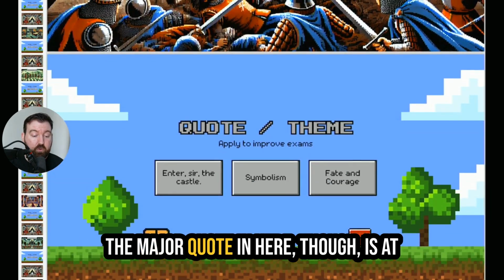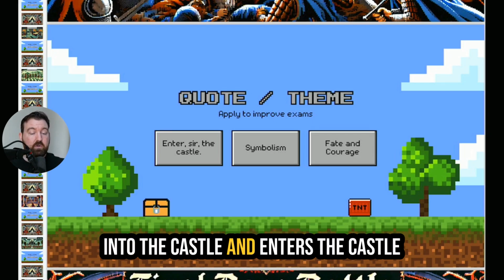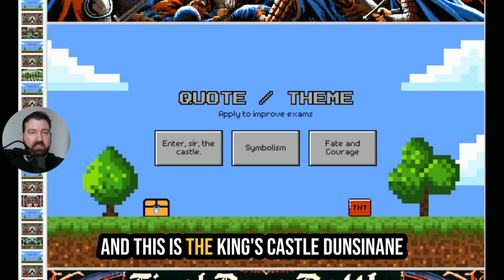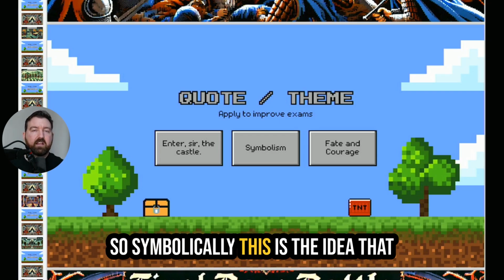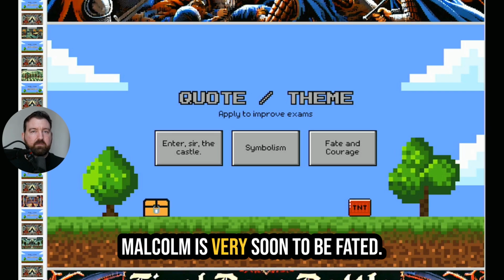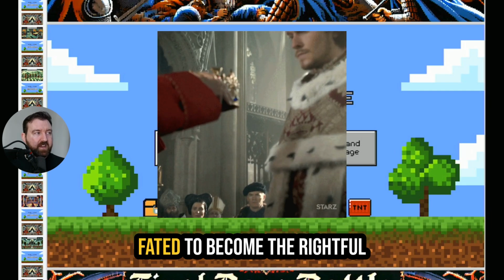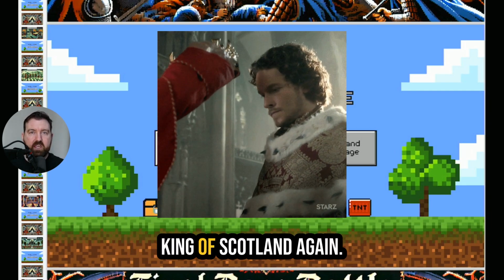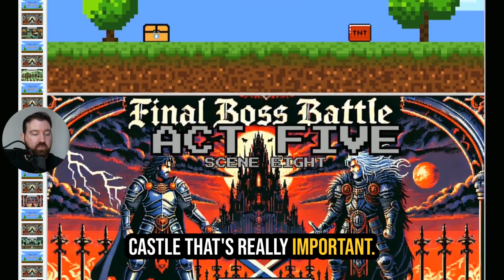The major quote in here, though, is at the end of the scene. Malcolm gets into the castle and enters the castle, and this is the King's Castle. Dunsinane Castle was the Scottish King's Castle. So symbolically, this is the idea that Malcolm is very soon to be fated. That's the major theme, right? Fated to become the rightful King of Scotland again. So as soon as he enters the castle, that's really important.